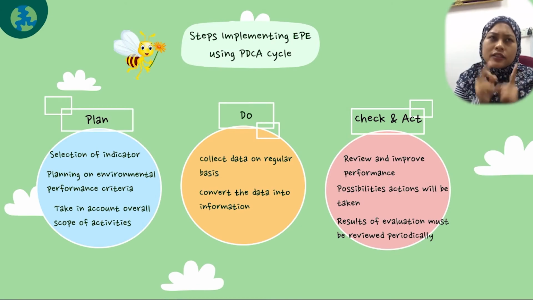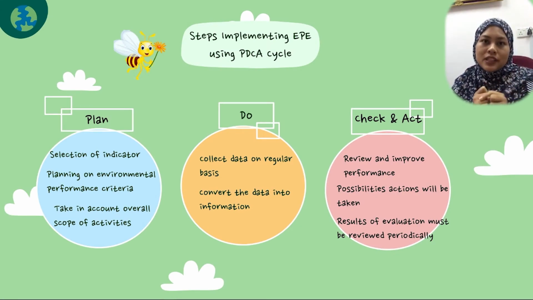So, there are three steps in implementing EPE using the PDCA cycle. The first one is plan. Plan is the selection of indicators. We should plan environmental performance criteria and also take into account the overall scope of activity. Second, do. We should collect data on a regular basis and then convert the data into the information that we want.